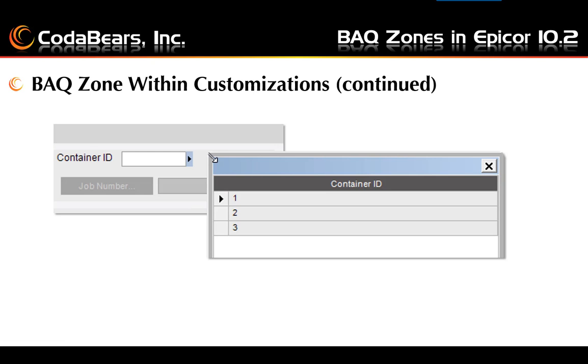So again, we can see the results here with our BAQ zone within customizations. Any of the Epicor forms that have the custom field for container_C to be filled in will have a little triangle on the right hand side indicating there's a related BAQ zone. Here we can see the results in our customized customer shipment entry form. So when we clicked it with nothing in it, it shows the 3 container IDs that we have set up in our training database, and we can select one.